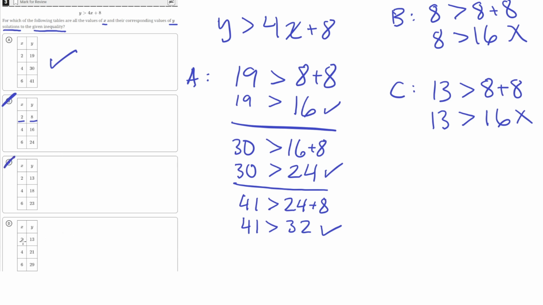And then for answer choice D, you can see that it says the same as answer choice C. X is 2, y is 13. We saw this up here. And we saw that the first xy coordinate for C was incorrect, so D is also going to be incorrect. So that means A was the only one where all of the xy coordinates were solutions to the inequality.